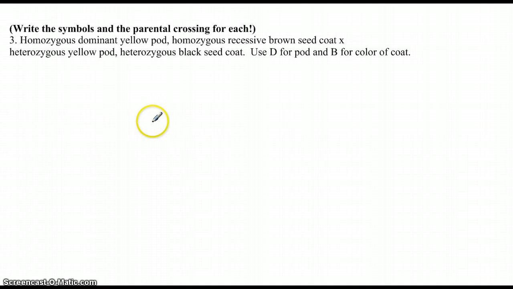Okay, number three. Here I've got homozygous dominant yellow pod, homozygous recessive brown, heterozygous yellow, heterozygous black.